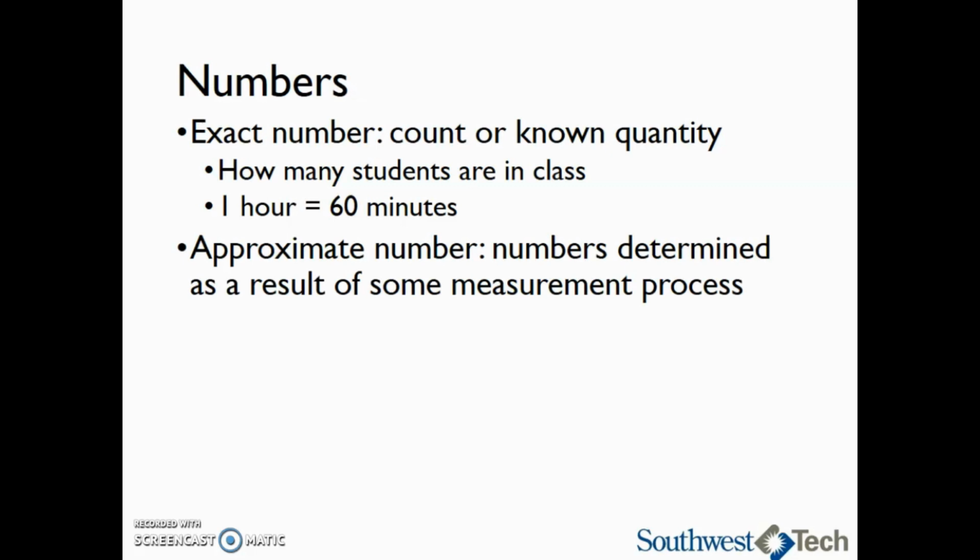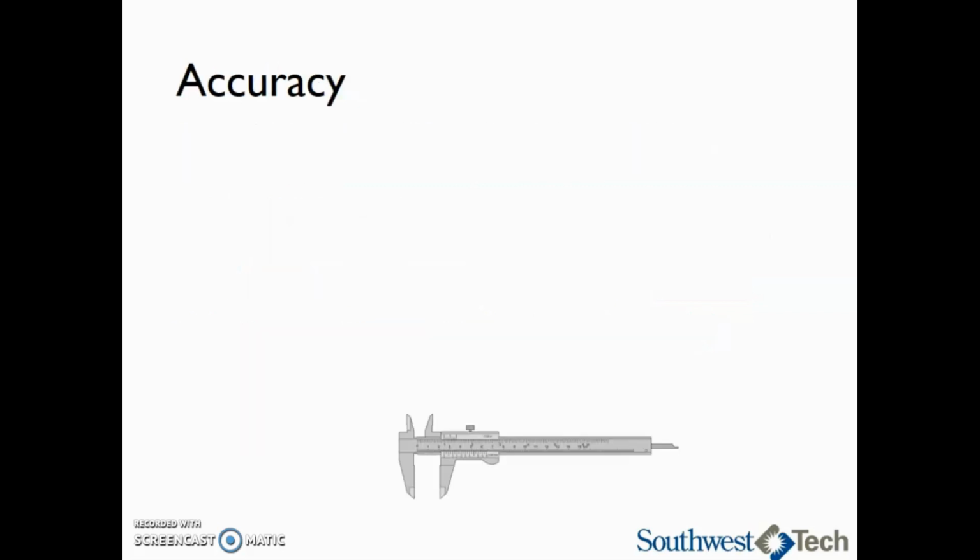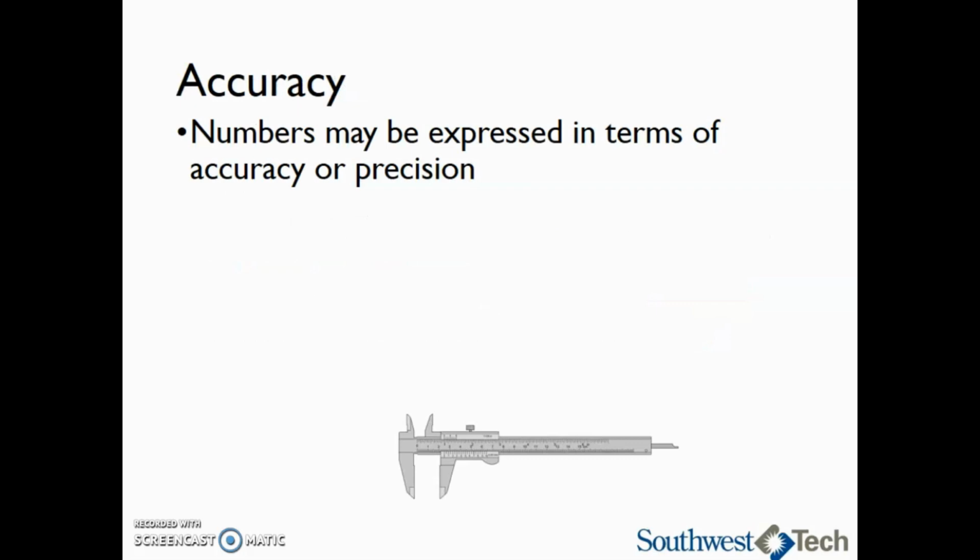An approximate number is a number that's determined as a result of some measurement process. And the important thing to remember about measurements is that no measurement can be found exactly. It all depends on how accurate your measuring instrument is. So numbers may be expressed in terms of accuracy or precision. So we'll look at accuracy first in this video. In the next video, we'll look at precision.